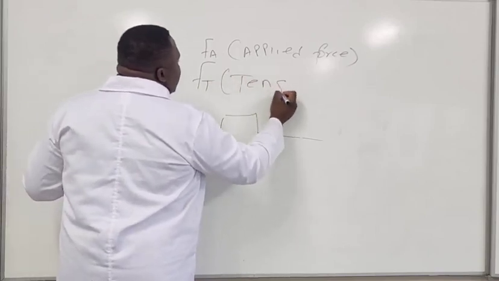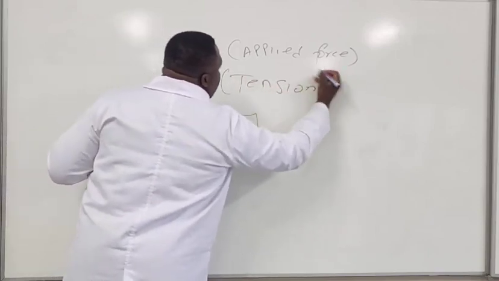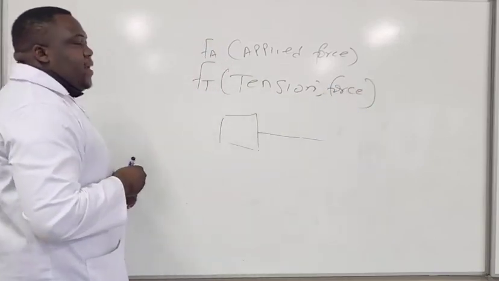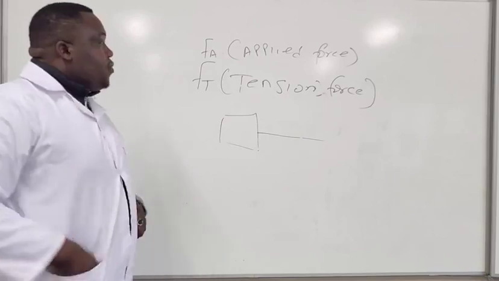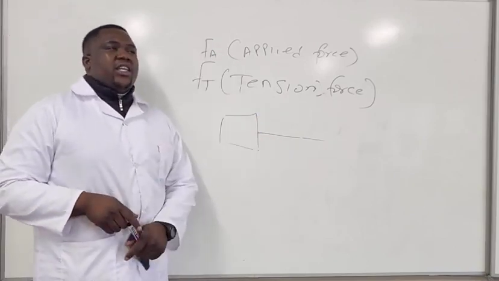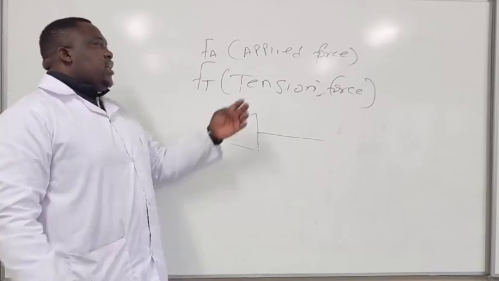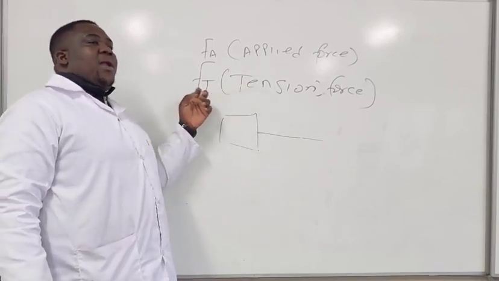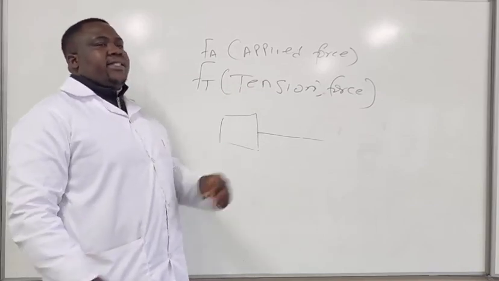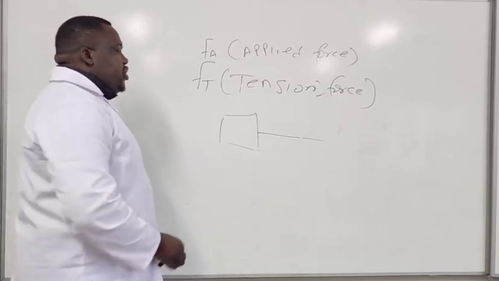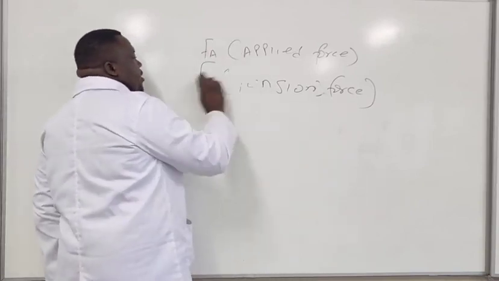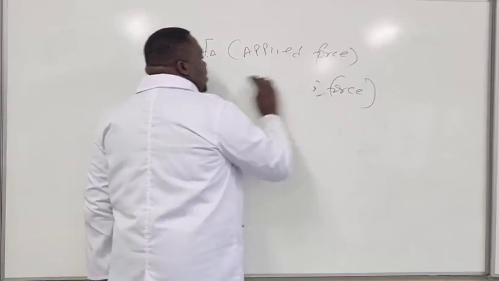Ft represents tension force. So we represent tension force by writing Ft. So applied force and tension are the same thing. It is just that when we're applying a force on a string or on a rope, we call it the tension. Okay, I've explained these forces.